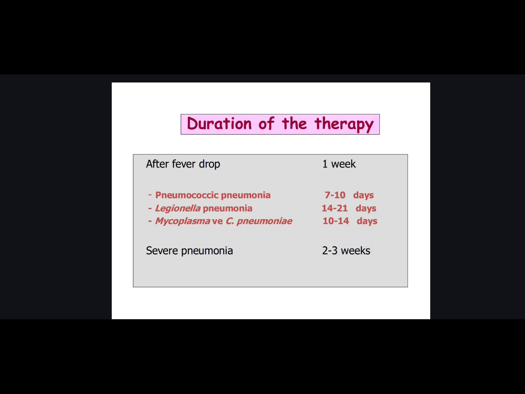And for the others? Atypical infections like Mycoplasma or Chlamydia pneumonia often need a bit longer, say 10 to 14 days. Something like Legionella pneumonia requires a longer course, often 14 to 21 days. 2 to 3 weeks for Legionella. Yes, it's harder to eradicate. And for severe pneumonia, Group 3 in the ICU, treatment duration is generally longer as well, usually at least 2 to 3 weeks, sometimes more, depending on response and complications.